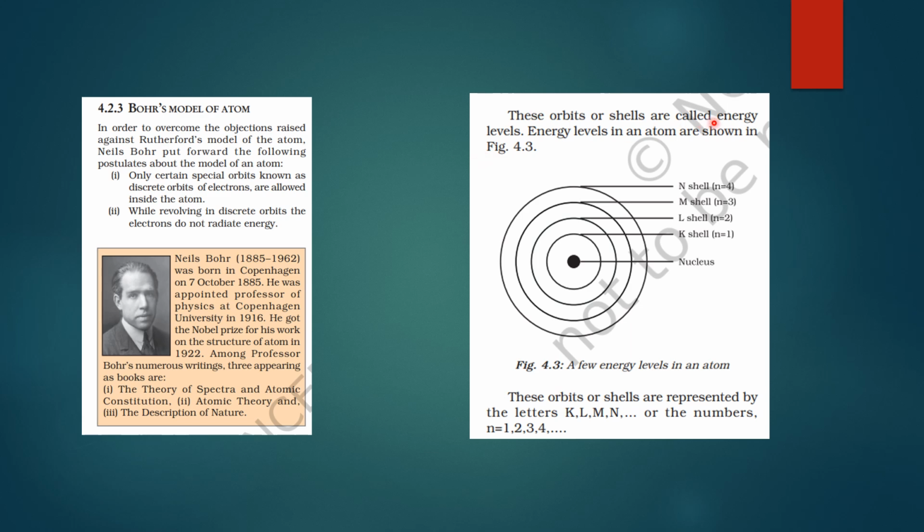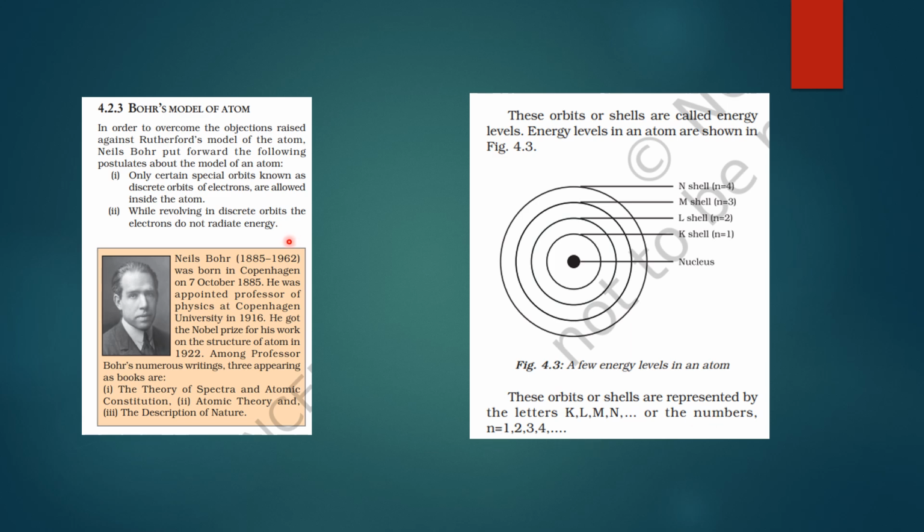Now, these orbits or shells are called energy levels. Energy levels of an atom are shown here. जैसे ये nucleus है, फर्स्ट एनर्जी लेवल n इक्वल टू 1, इसको k शेल बोलते हैं हम, n इक्वल टू 2 l शेल, n इक्वल टू 3 m, n इक्वल टू 4 n शेल. ठीक है, these are energy levels of an atom. Orbits or shells, they are represented by capital letters k, l, m, n or numbers 1, 2, 3, 4, right?